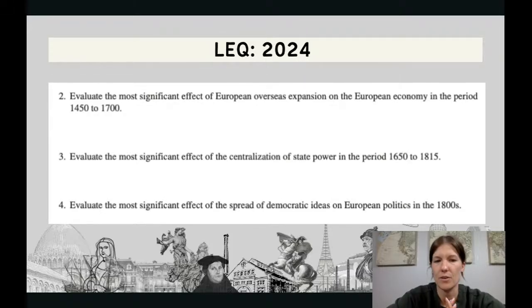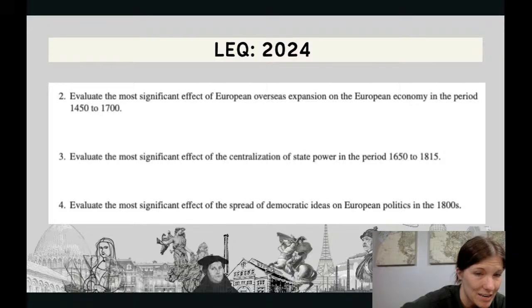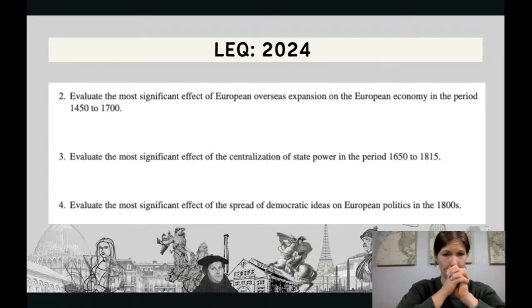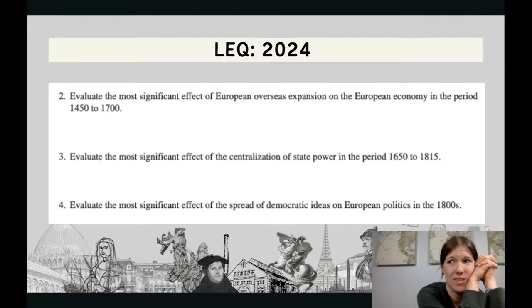So to kind of summarize everything up, I'll go over these first. The other option for the LEQ of the 2024 exam, so exam number 2, was evaluate the most significant effect of European overseas expansion on the European economy in the period of 1450 to 1700. Wow. Mercantilism, agricultural revolution, commercial revolution.